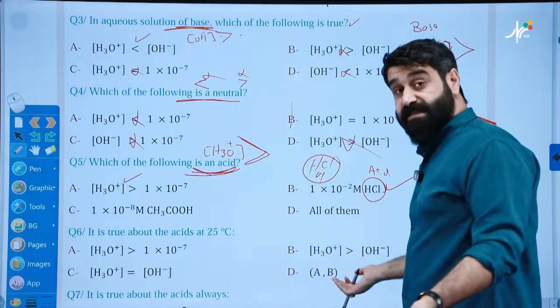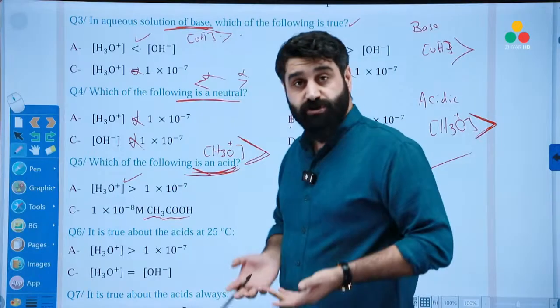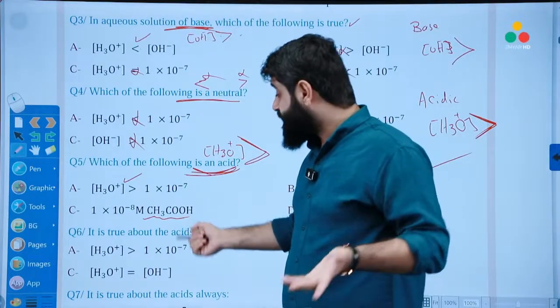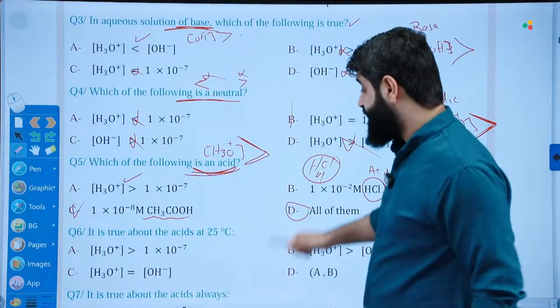How about this? Acidic, but this is a weak acid. Correct. Weak and strong, all are acid. All are acid. Okay.